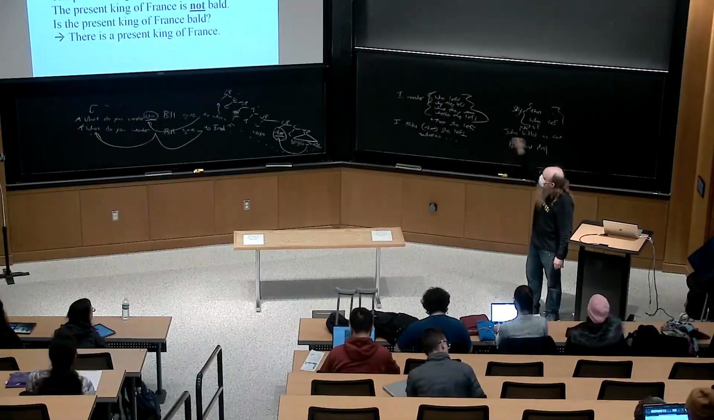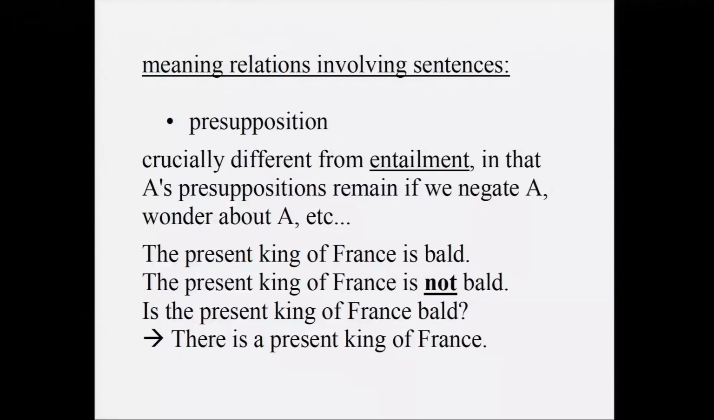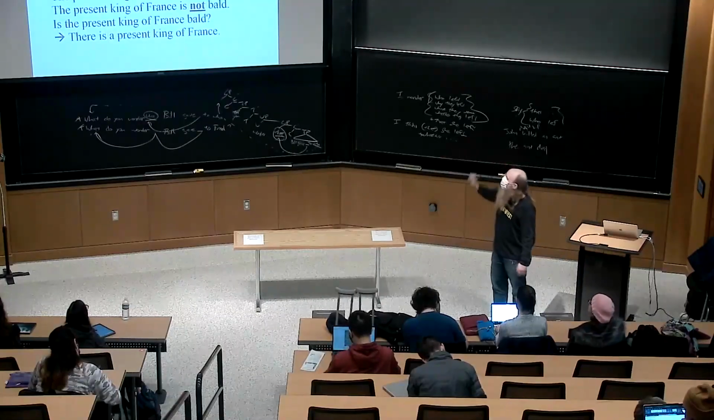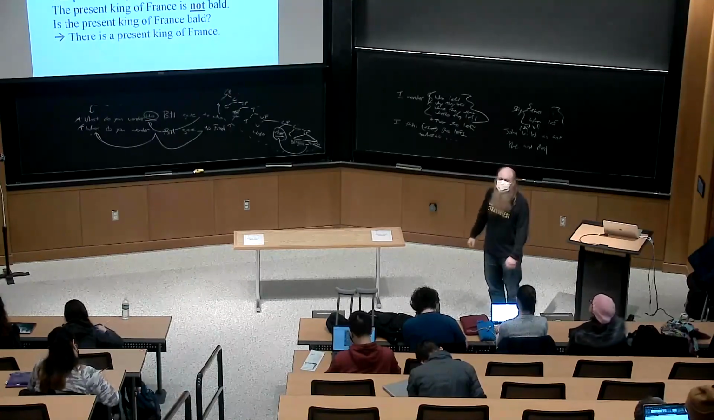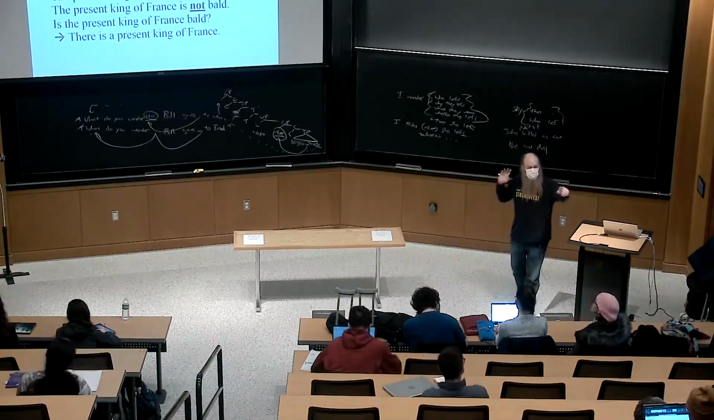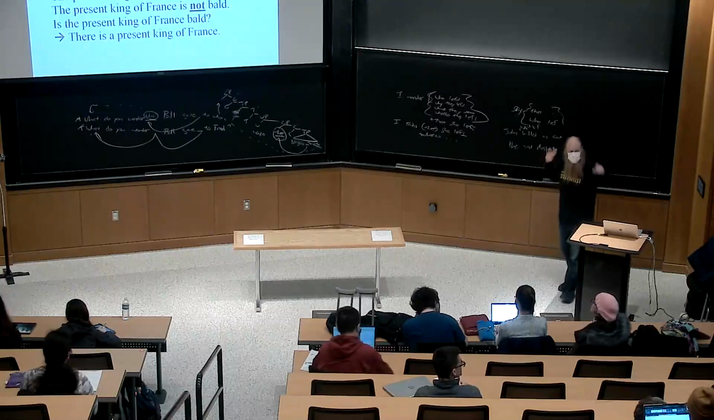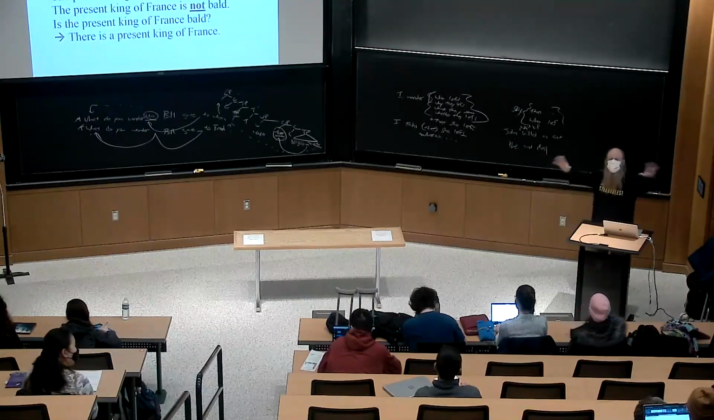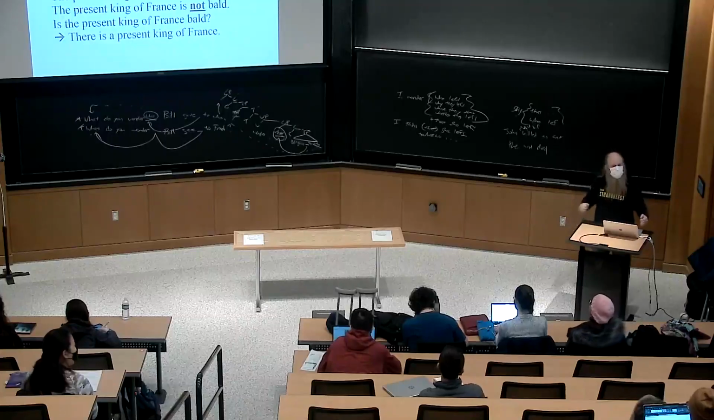But if you negate a sentence that presupposes something, so if you go from the present king of France is bald to the present king of France is not bald, you still have the presuppositions that you used to have. You still presuppose, it still has to be true, that there is a present king of France. So let's say there is no present king of France. Which is true, by the way, if anybody's learning about the world from this class.